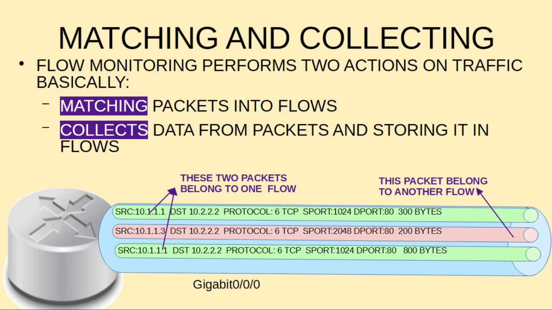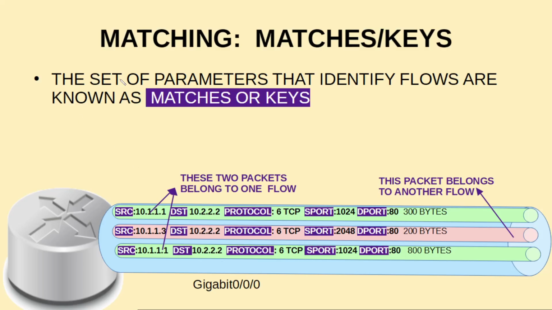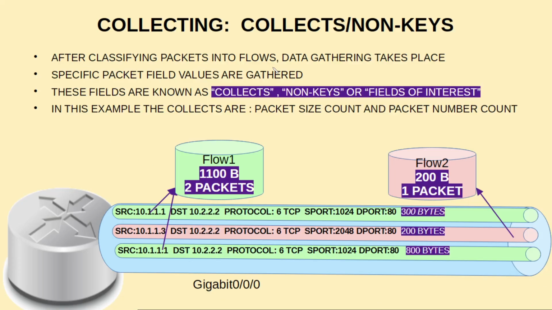Flow monitoring performs two basic actions: matching packets into flows, and then collecting data from packets and storing it in flows. So the set of parameters that identify flows are known as matches or keys. In this example, our matches are the source IP address, destination IP address, protocol number, source port, and destination port. After classifying packets into flows, data gathering takes place.